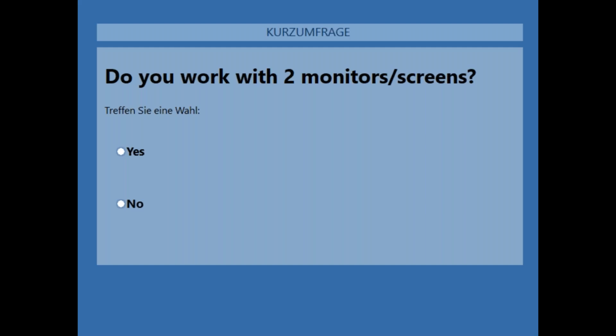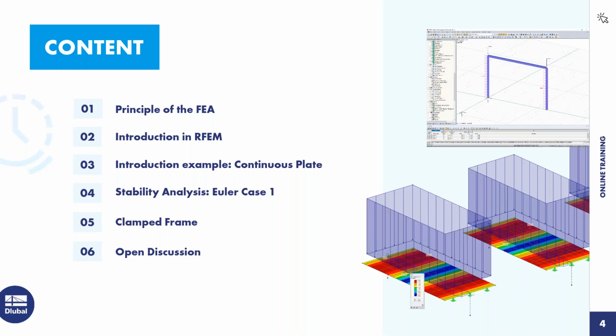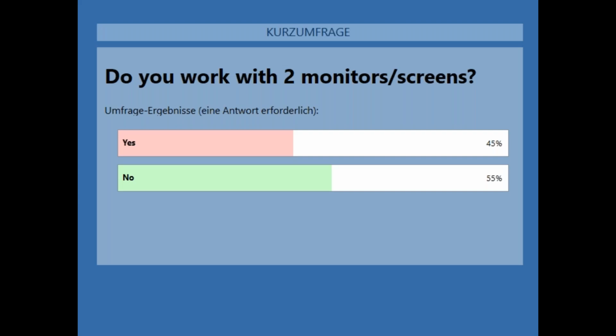Okay, most of you have answered this question, so I close this poll and show you the results. It's almost 50-50. One side works with 2 monitors or screens, the other not. This is no problem. I will adapt the speed for everyone, as I think this is the best solution so that everybody gets something out of this training.